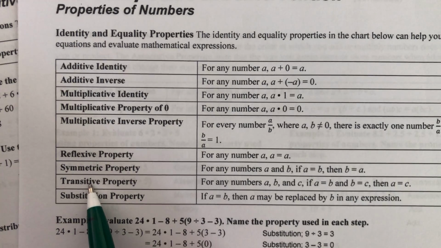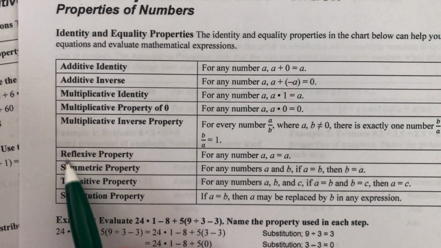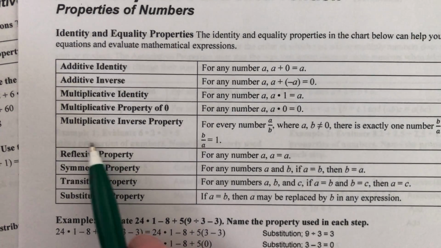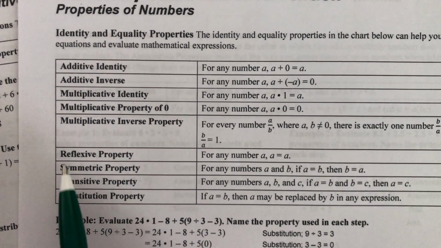Reflexive, symmetric, and transitive are a little trickier. It's really easy to get them confused. We don't use these as much, but they are here. The cheat sheet's here. You can use it, okay?